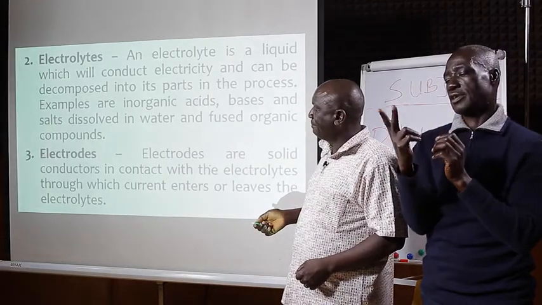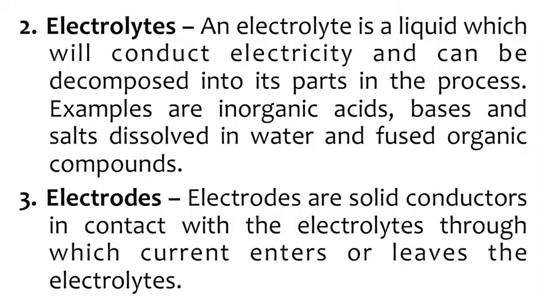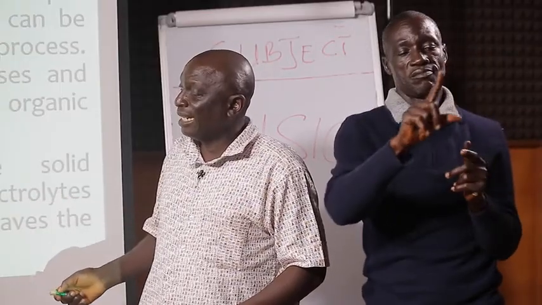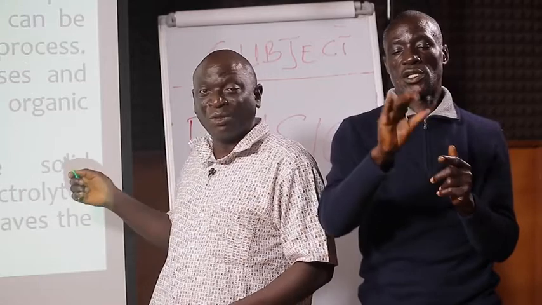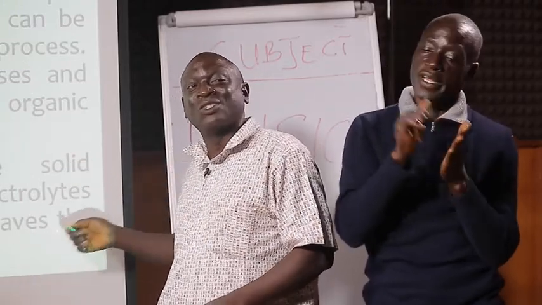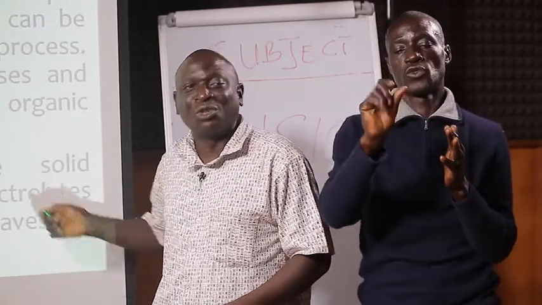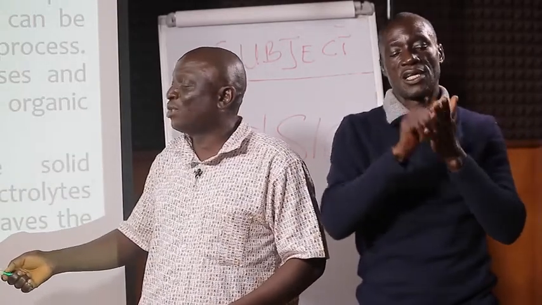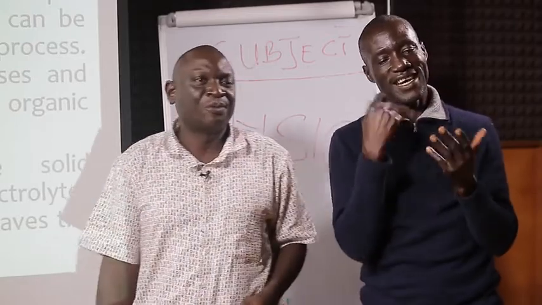Number 3, electrodes. Electrodes are solid conductors in contact with the electrolytes, through which current enters or leaves the electrolytes. Now, the difference between the electrolytes and electrodes is that electrolytes are in liquid form, electrodes are in solid form. All of them are conductors, but electrolytes are in liquid forms, while electrodes are in solid forms.